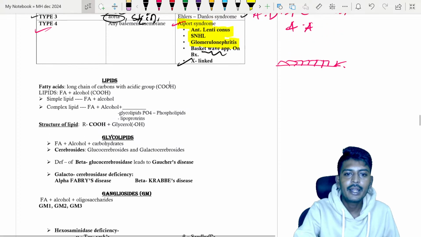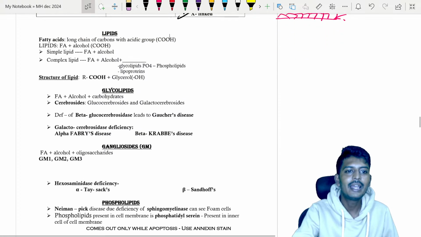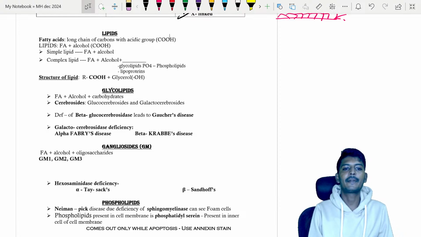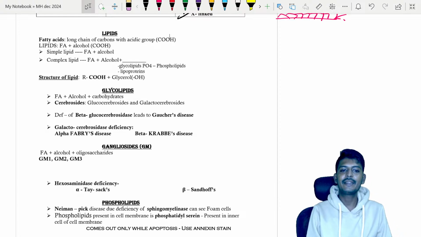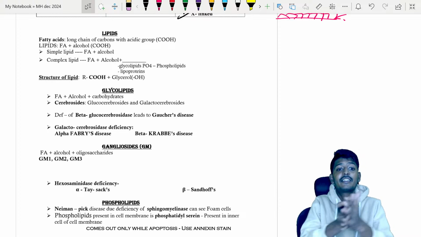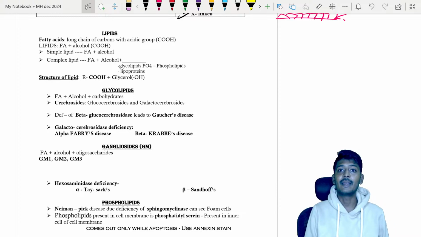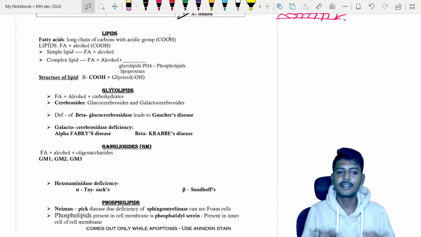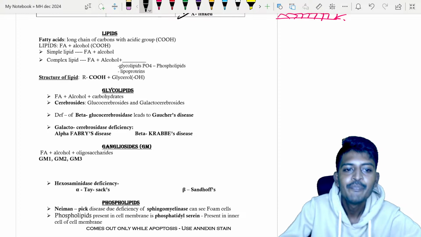Once we are done with the collagen, let's get into the next one, lipids, my dear students. In the lipids chapter, there are some important fact based things, because there are enzymes which are responsible for digestion of some particular lipids. Based upon the deficiency of the enzyme, you tend to get asked questions. That is your lipid chapter.